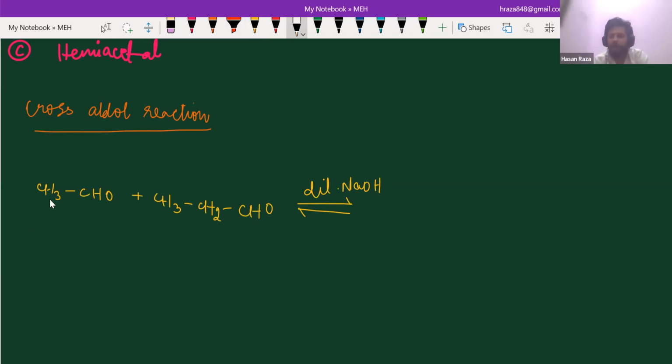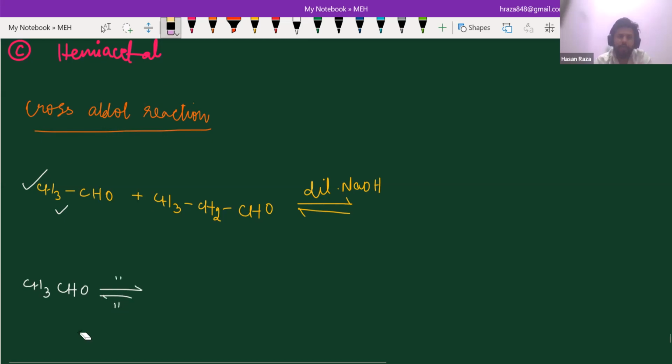First, you are going to do the aldol condensation with this alone, and you will get the same product as the first one. How is it possible? You can see separately, I'm going to do it for this. This is your CH3CHO, and it is going to react with dilute alkali. And as you know, this CHO is the main functional group.